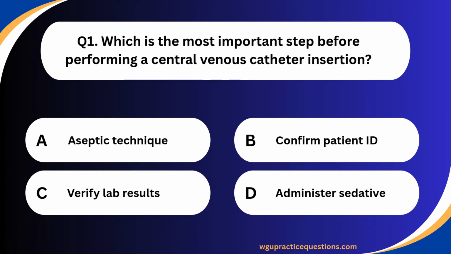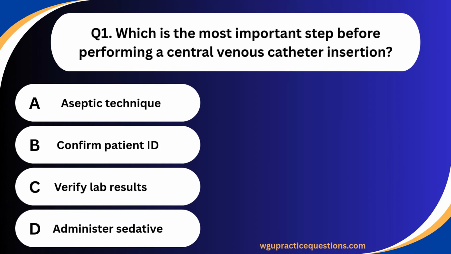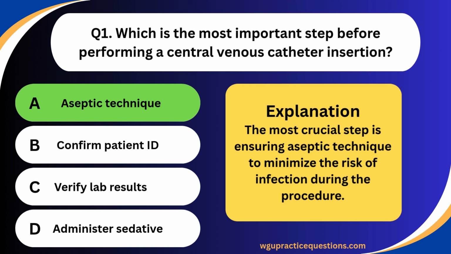Question 1. Which is the most important step before performing a central venous catheter insertion? A. Aseptic technique. B. Confirm patient ID. C. Verify lab results. D. Administer sedative. Which one is the correct answer? The correct answer is A. Aseptic technique. Explanation. The most crucial step is ensuring aseptic technique to minimize the risk of infection during the procedure.